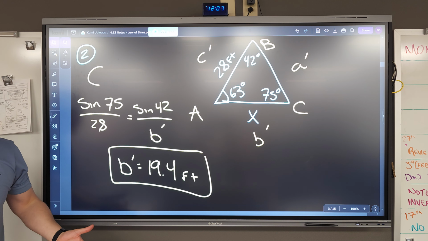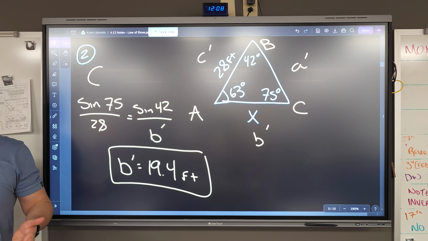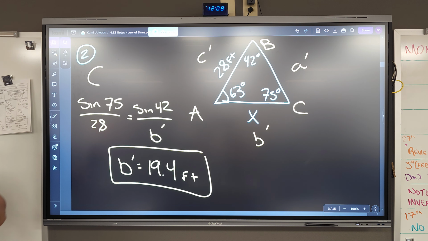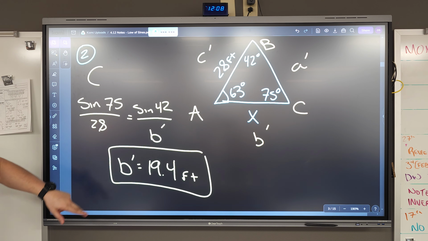Why do we flip? Like that's important for you guys. B's on the bottom, right? You don't want it at the bottom. That's the purpose of flipping. So don't always just flip just to flip. We just flip because we don't want it at the bottom. That's the point, okay?